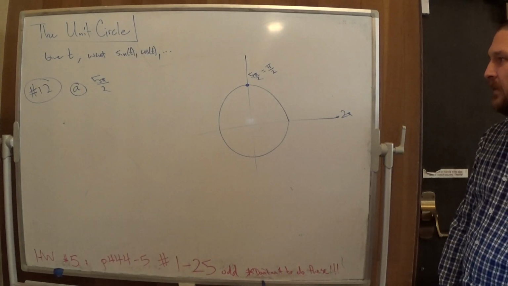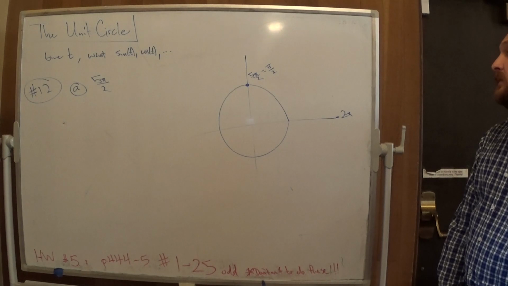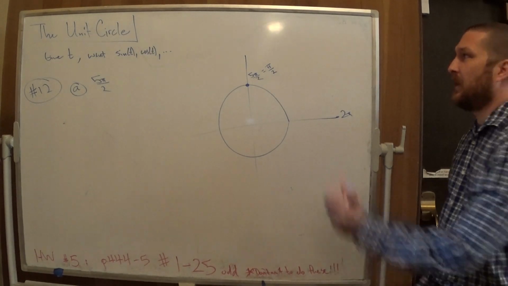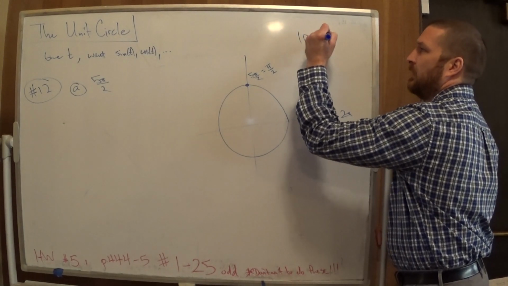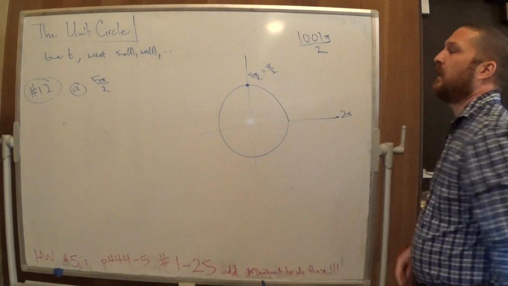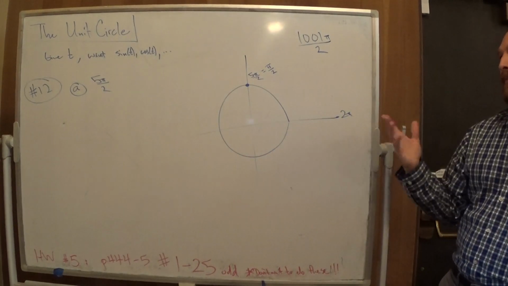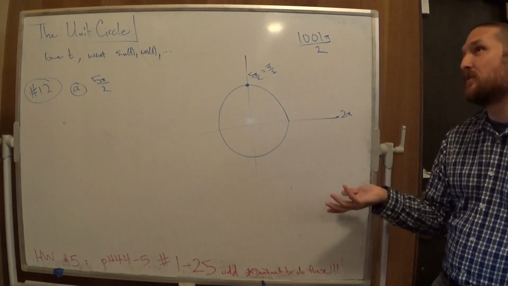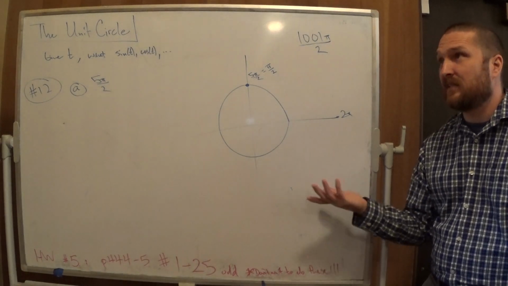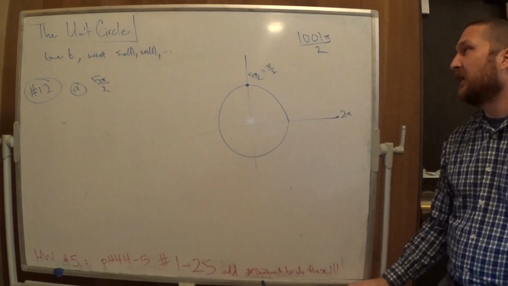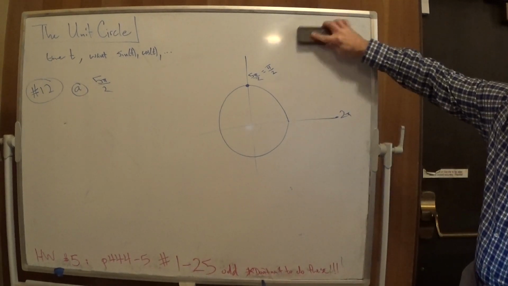So like if I had, I don't know, 1,001 pi over 2, I would not count 1 pi over 2, 2 pi over 2, 3 pi over 2. I would just say, well, wait a minute. 1,000 pi over 2 is 500 pi, which is an even number, so it's over here. And then one more would bring me right to there, right? Yeah, and so on and so forth.